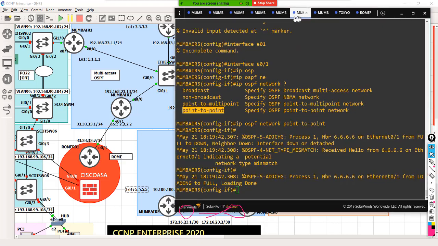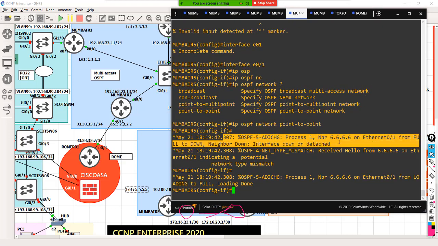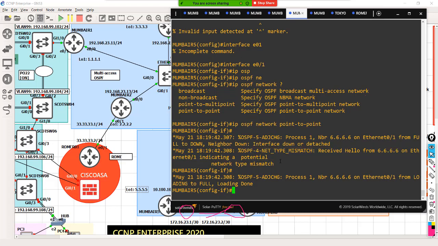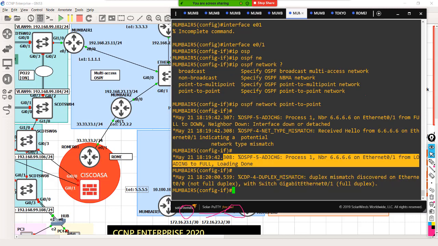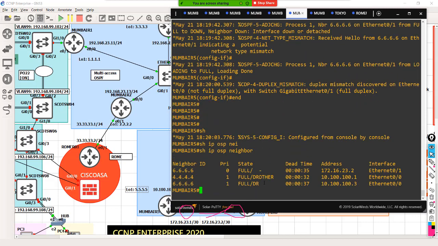Okay, so once I do that, it said that the neighborship is going down. OSPF network type mismatch received from network type mismatch, and then we see loading happening. Okay, so let's give it a try. Let's see, show IP OSPF neighbors. So if you see now, they have formed the neighborship, but there is no BDR and DR election.